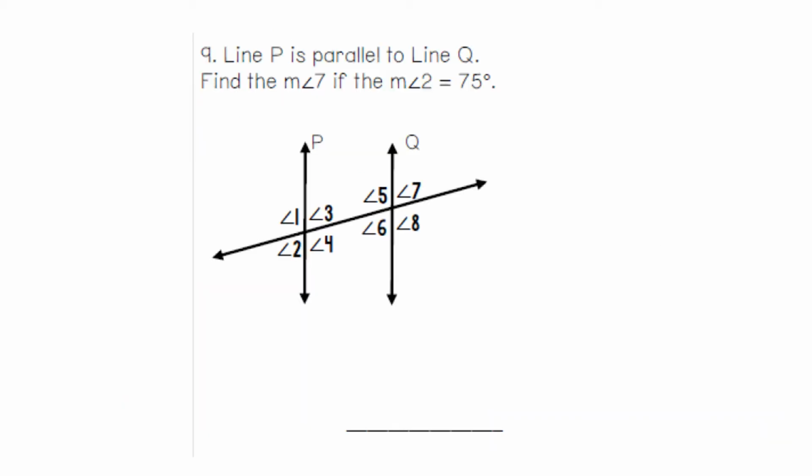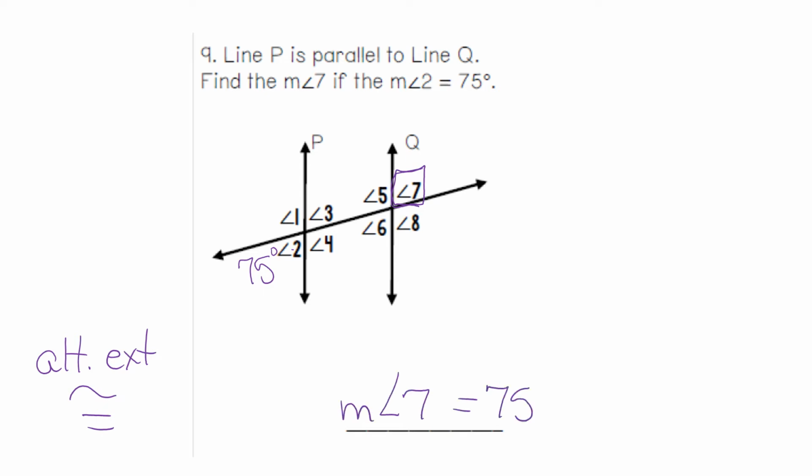Number 9. Line P is parallel to line Q. Find the measure of angle 7 if the measure of angle 2 is 75 degrees. So we're focusing on finding out what the measurement of 7 is, and we know that 2 is 75 degrees. Notice that 2 and 7 are on opposite sides of the transversal, and they're on the outside, which means they're alternate exterior. And if they're alternate exterior, that means they're congruent. So that means the measure of angle 7 has to be also 75 degrees.